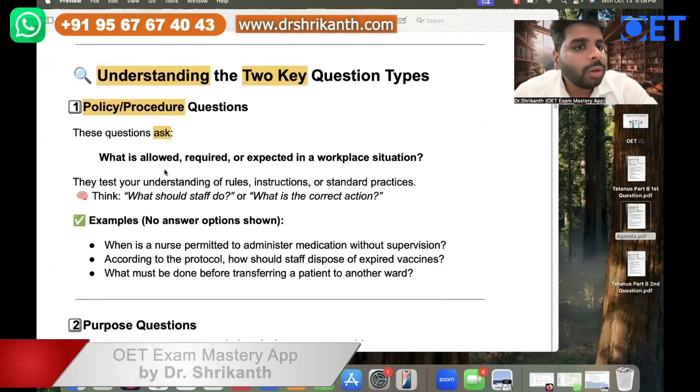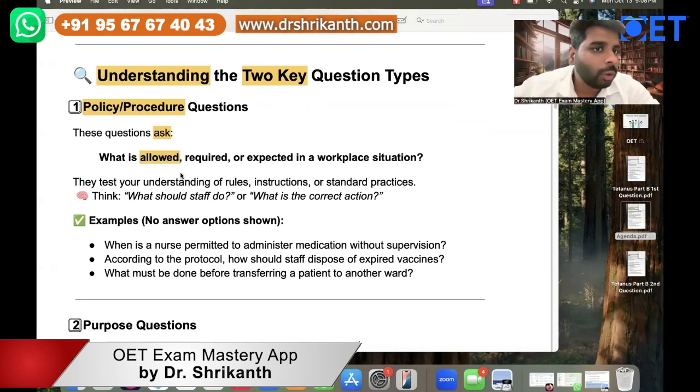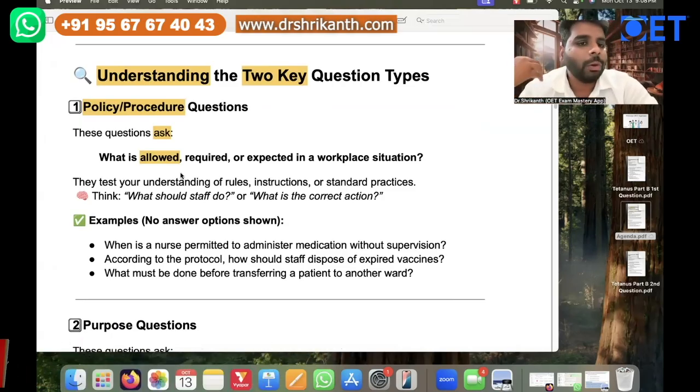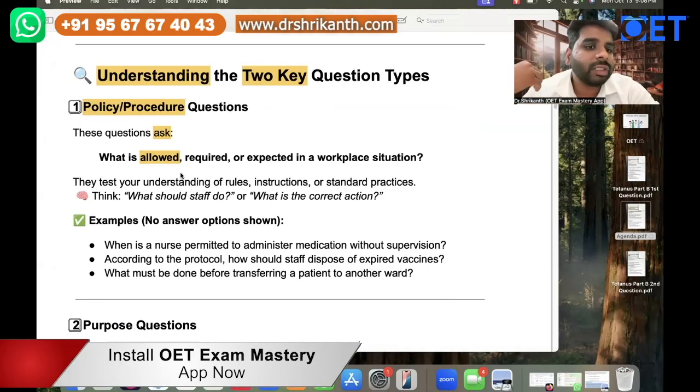They ask you what is allowed. Okay, so you are an employee, right? So you are not the owner of the hospital. You are working under the hospital. So you have to follow certain rules, regulations, and instructions, right? So what is allowed, what is required, and what is expected, right?